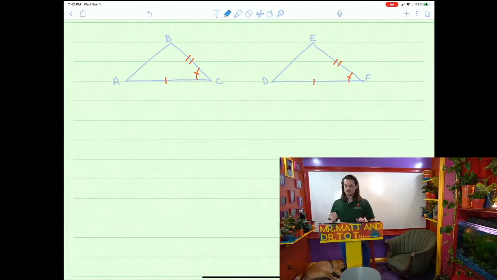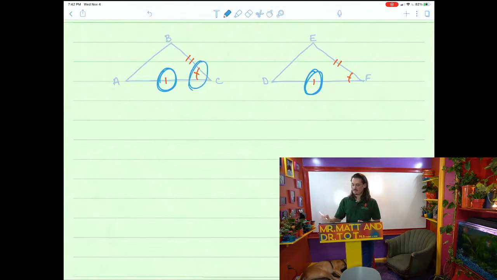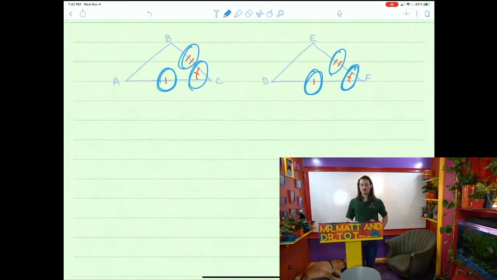Okay, looking at these two triangles, notice that side length AC is congruent to side length DF, angle C is congruent to angle F, and side length BC is congruent to side length EF. And here, the angle is the included angle between the two congruent side lengths. So these are in fact congruent due to the side angle side congruency postulate.